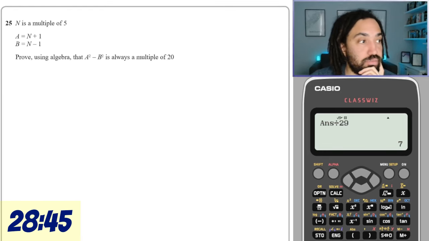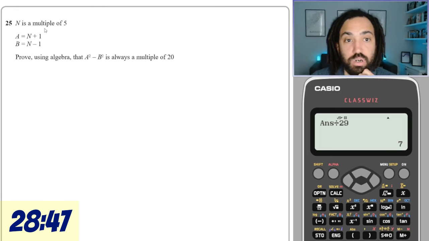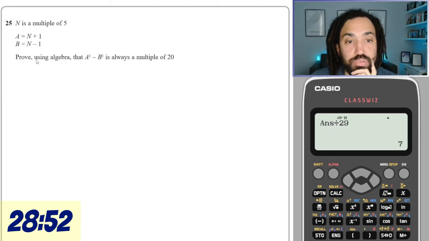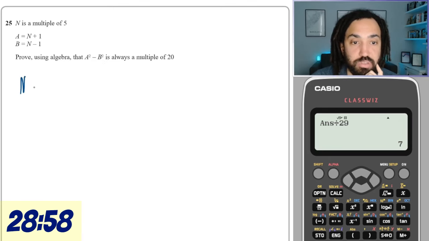Okay, right, n is a multiple of 5. Prove, using algebra, that a squared minus b squared is always a multiple of 20. Okay, right, so if n is a multiple of 5, then we can say it's equal to 5k, let's say.